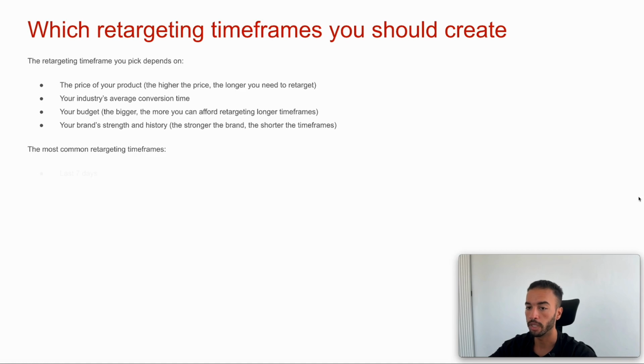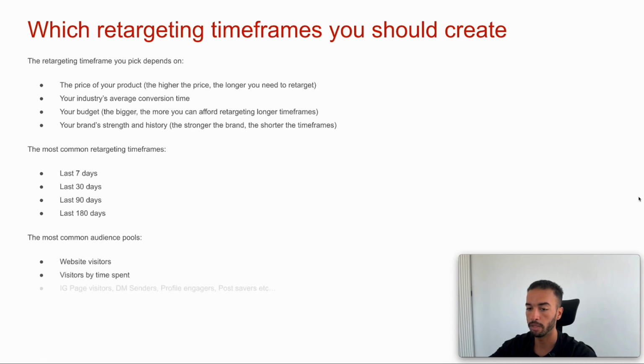The most common retargeting timeframes are the last 7 days, the last 30 days, last 90 days, and last 180 days. And the most common audience pools are website visitors, or visitors by time spent, Instagram page visitors, DM senders, profile engagers, post savers, etc. There are so many audiences you can extract from your Instagram page alone. Add to cart, initiate checkout, and purchase.